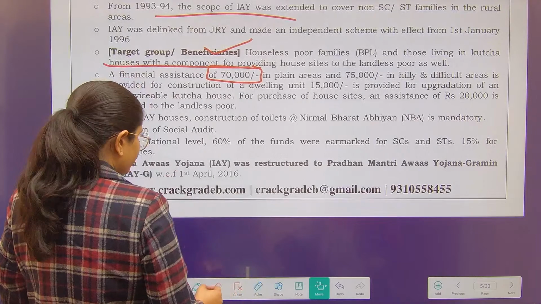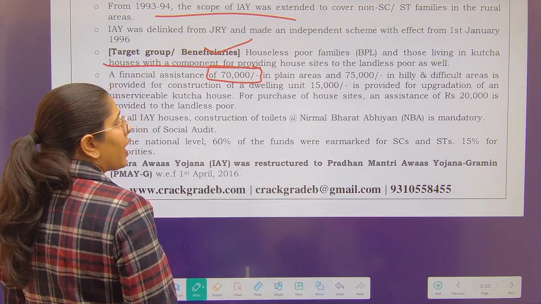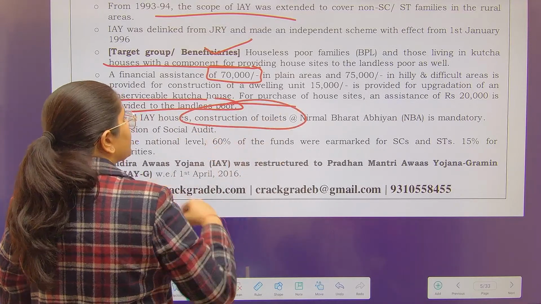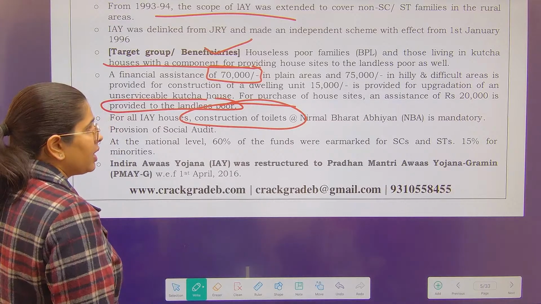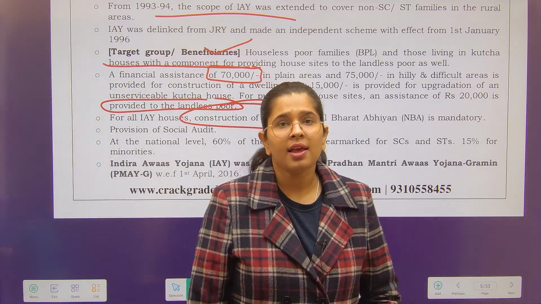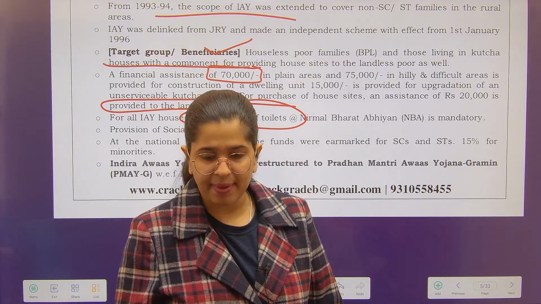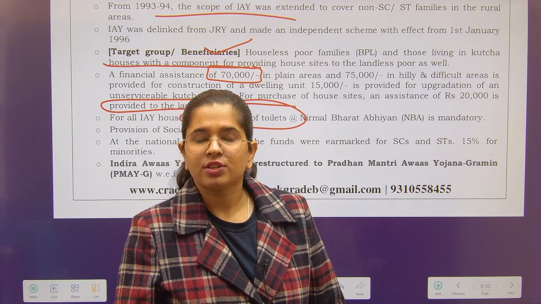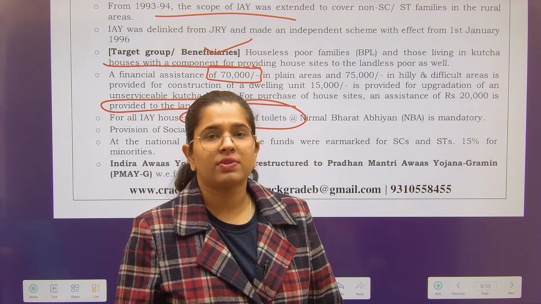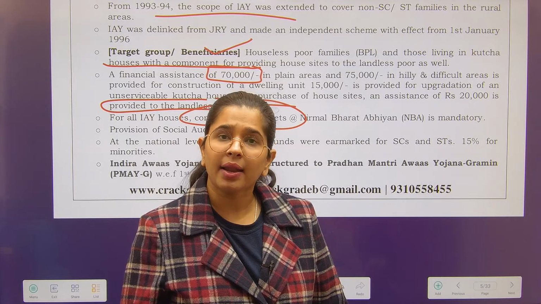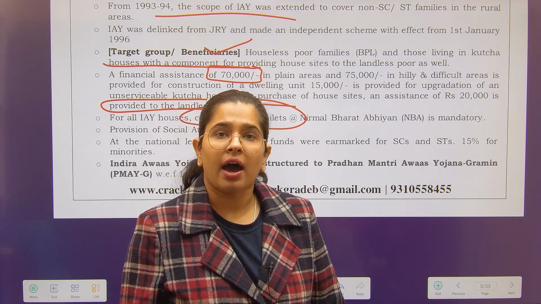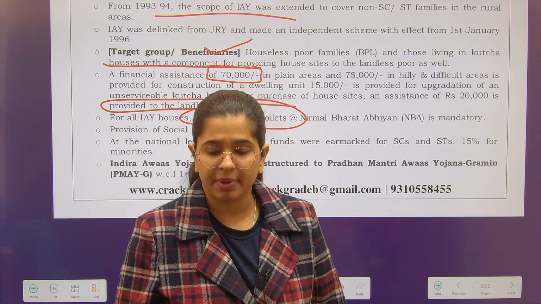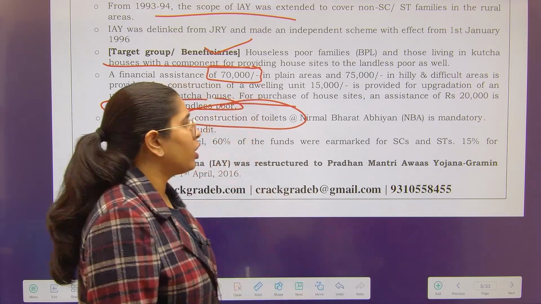After that, even for purchase of house sites, an assistance of 20,000 was provided. Construction of toilets under Nirmal Bharat Abhiyan was mandatory. Now this particular Nirmal Bharat Abhiyan also has been changed. Its name has been changed, and what is its new name? Swachh Bharat, right? So now all houses which are going to be constructed under Pradhanmantri Awas Yojna are combined with the scheme of Swachh Bharat, under which a toilet is also mandatory to be constructed in all those homes.